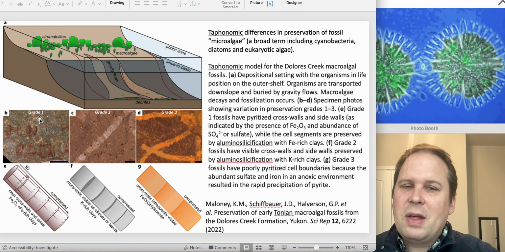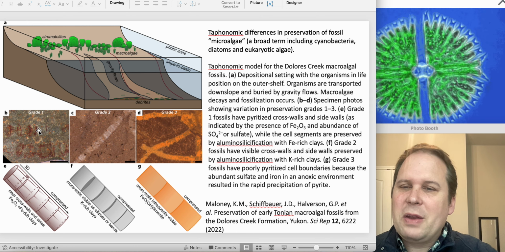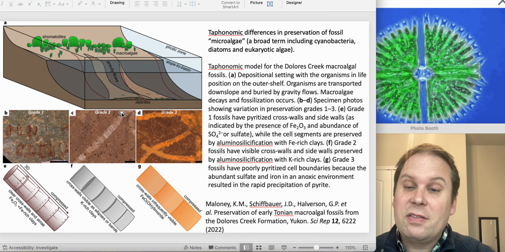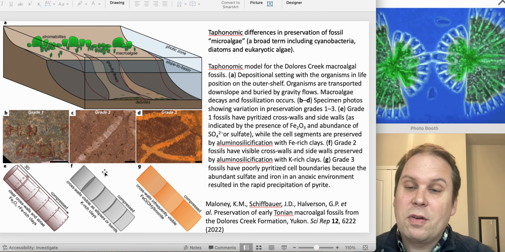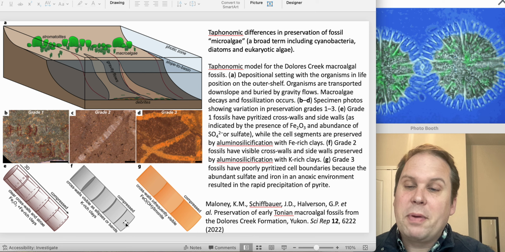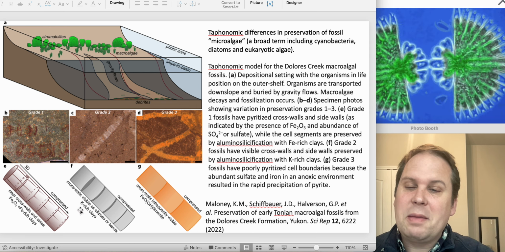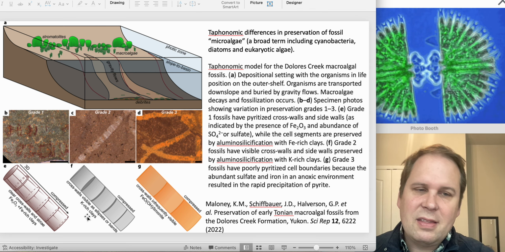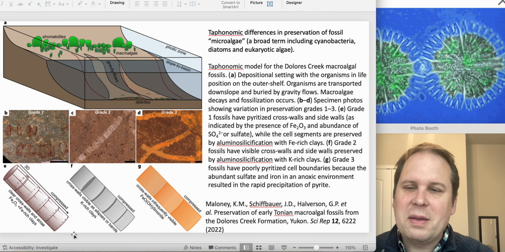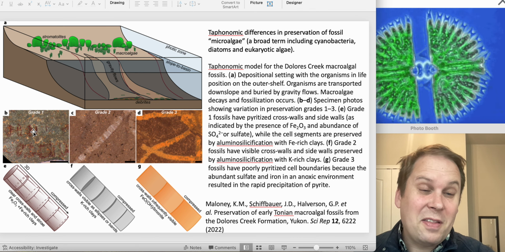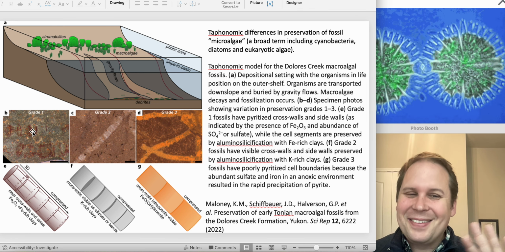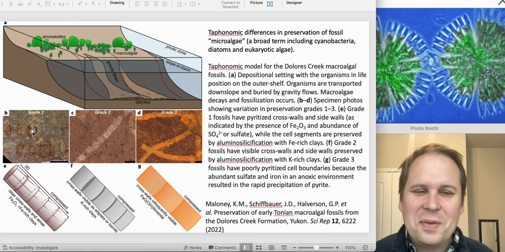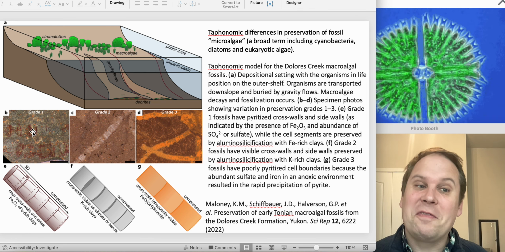But nearby, they will have what they call grade 1 for the best, grade 2 fossils, and grade 3. Now, the grade 2 fossils actually show the same sort of cross walls, and these are compressed, and these are found in the potassium-rich clays. The iron-rich clays are where you get the super exceptional grade 1 preservation, which doesn't look all that good to the naked eye, but under certain types of illumination that show you the iron specifically, they look fantastic.